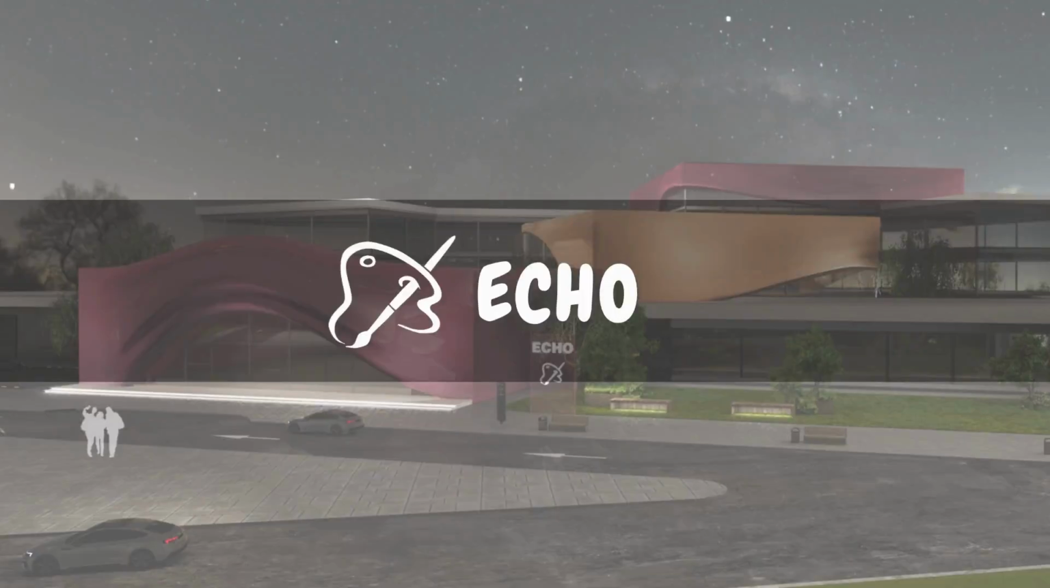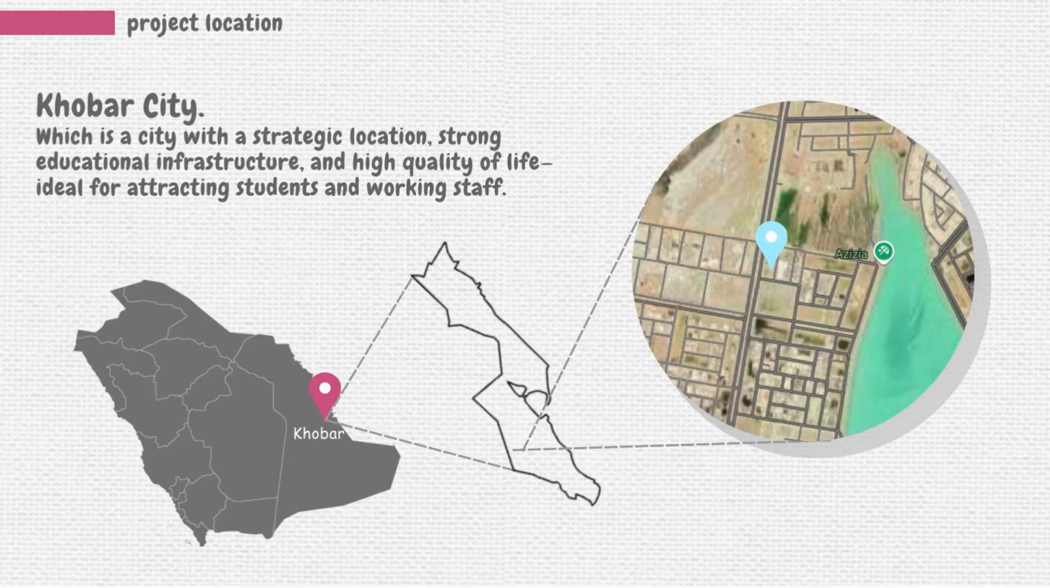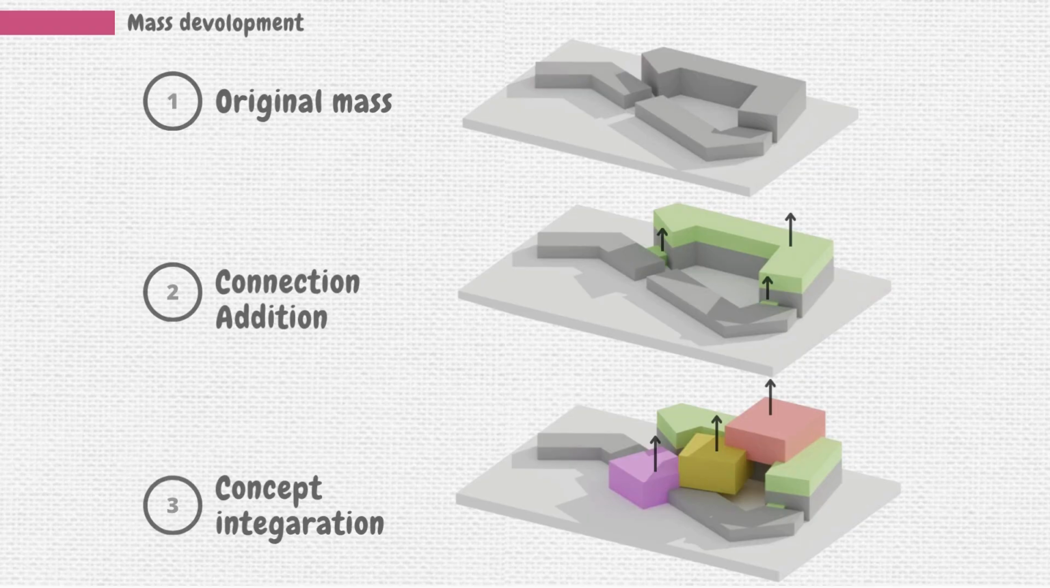That's how I came up with Eco Academy, a space where experiencing art leaves a lasting impact on students and their creative journey. The academy is located in Khobar city, chosen for its strategic position and high quality of life, attracting both students and staff. The original mass was scattered, so I started by connecting them. Then I elevated the north side for sunlight.